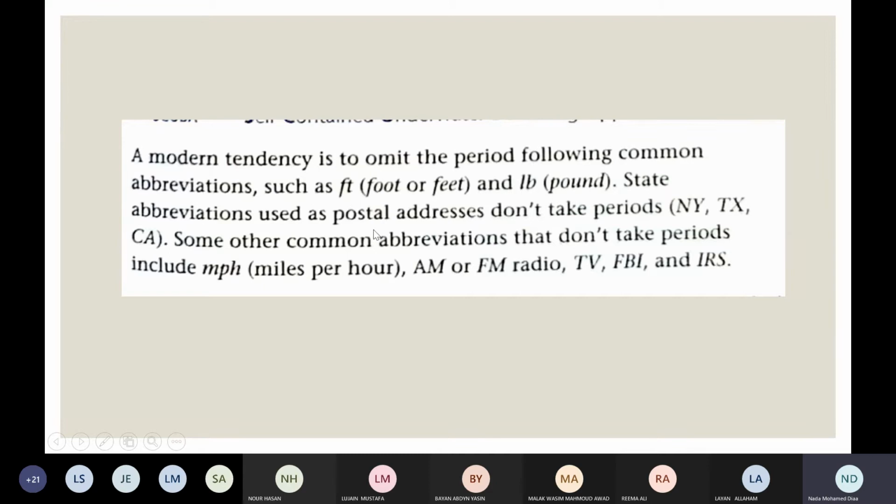Abbreviations used as postal addresses don't take periods, like New York, Texas, Chicago, or CA. Some other common abbreviations that do not take periods include miles per hour, AM or FM radio, and acronyms, as we said, like TV, FBI, and IRS. Why? Because these are abbreviations for acronyms. Acronyms, I do not end with a period.